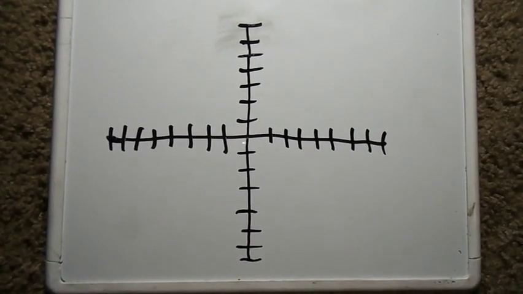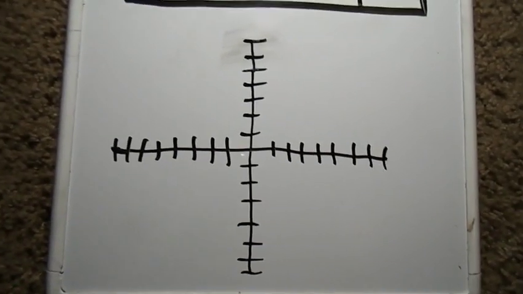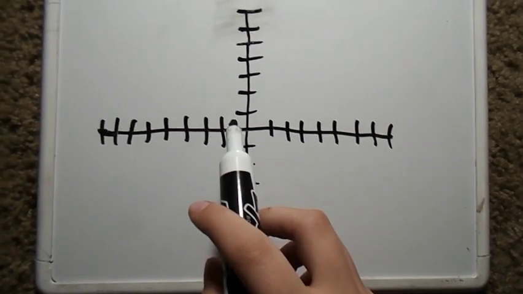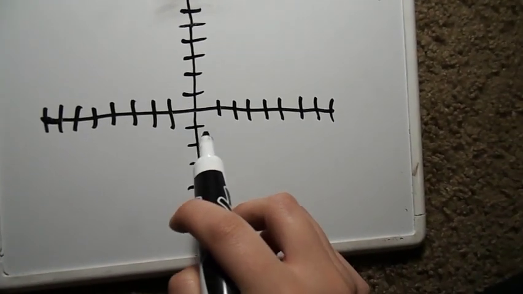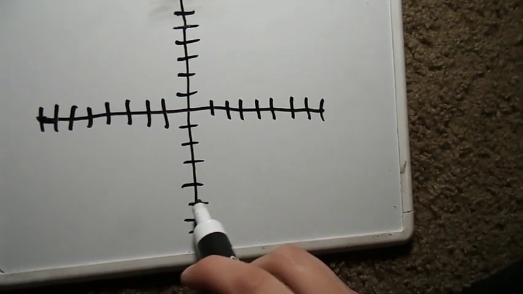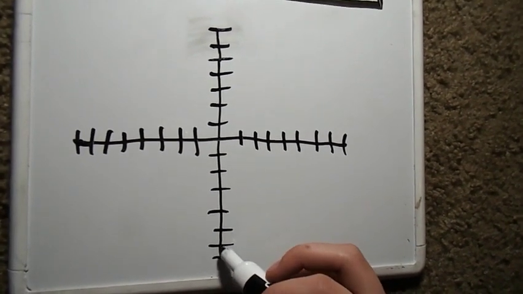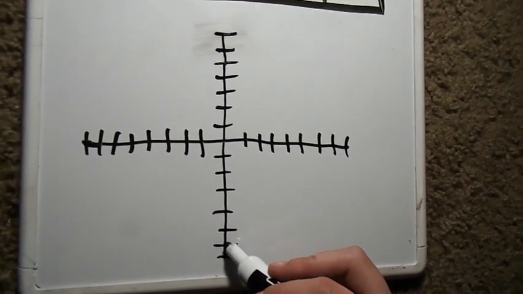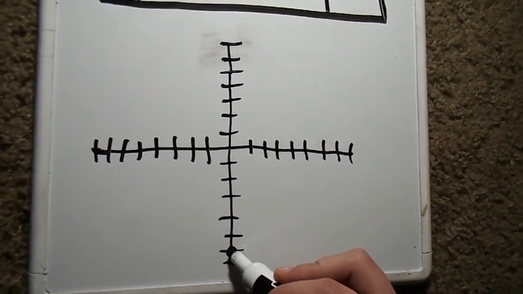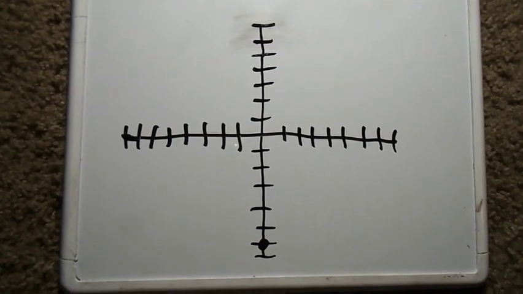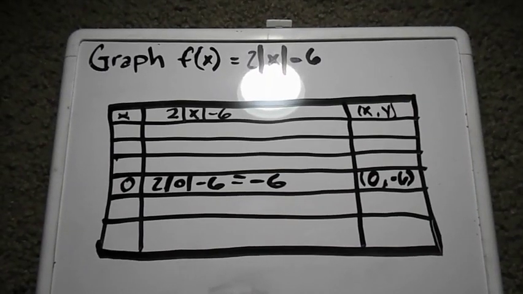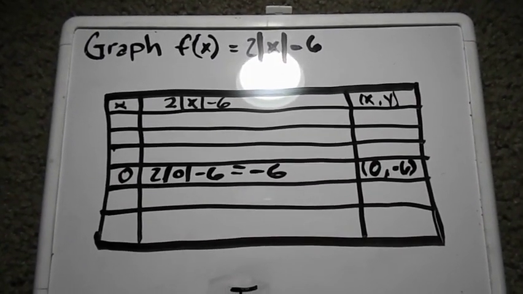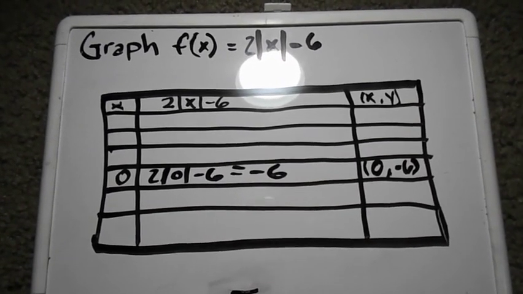Now that we know what the y-intercept is, we go down negative 6: 1, 2, 3, 4, 5, 6. Since we plugged in 0 for x, we know that x equals 0. So this will be our starting point for the absolute value graph. Now, to graph the rest of the function, we have to plug in numbers for x.